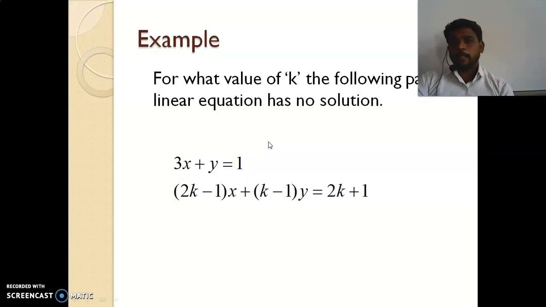Right. Look at the next example. For what value of k does the following pair of linear equations have no solution? So here no solution is given. Okay, the same thing. We are going to use the concept of no solution, and we are going to find out the unknown value in the given pair of linear equations. So look at the solution video now.